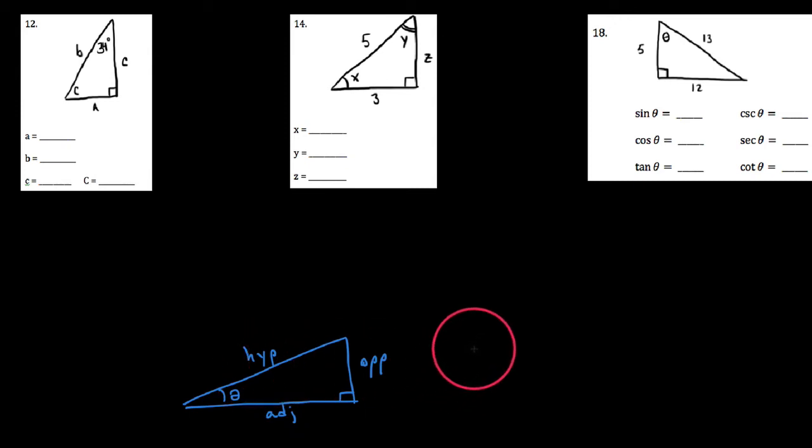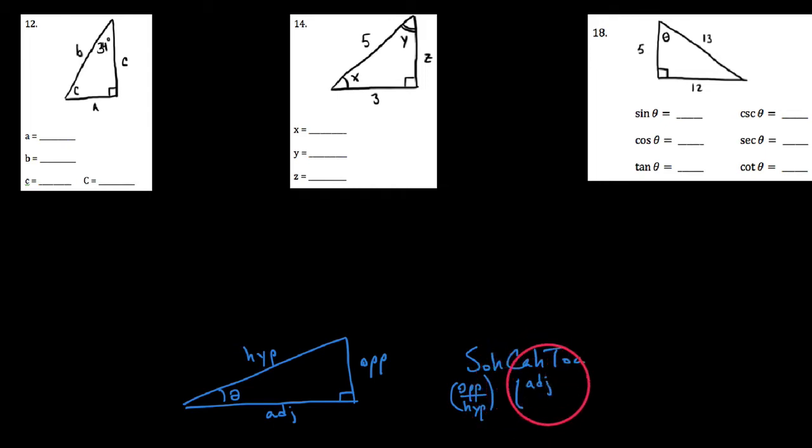And so with respect to SohCahToa Trig, we just want to remember what these sine, cosine, and tangent functions are really relating. So when it comes to sine, what we're doing is taking the side opposite and dividing it by the hypotenuse. When it comes to cosine, we're going to divide the adjacent side by the hypotenuse. And when it comes to tangent, we're going to divide the opposite side by the adjacent side.